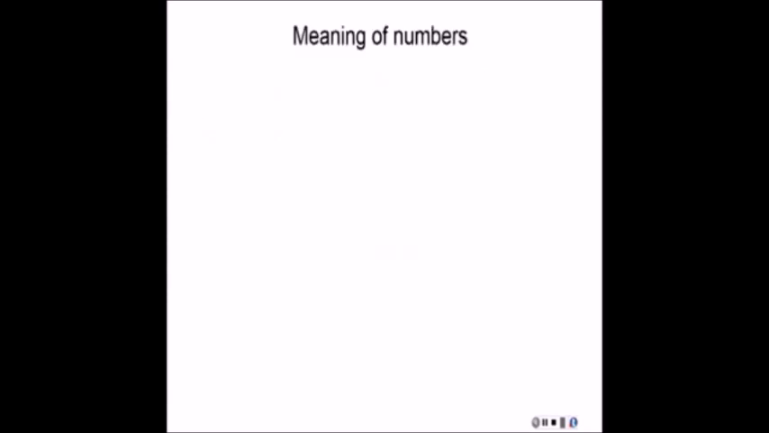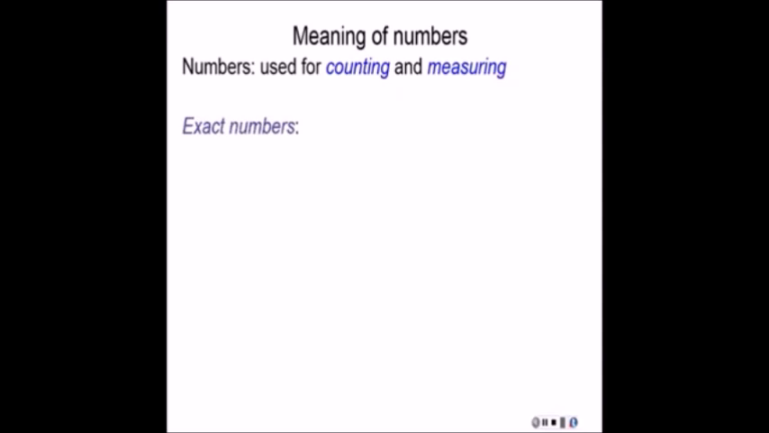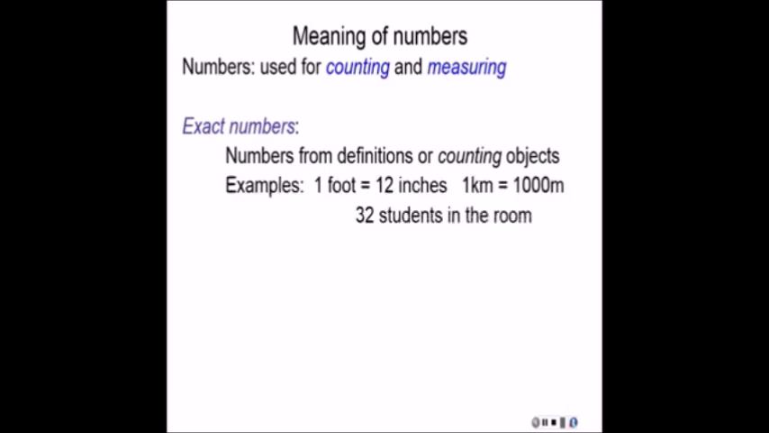Next topic is the meaning of numbers. Well, numbers are used for 2 different things. They're either counting or measuring. And we actually view numbers differently when we do this. An exact number is a number that's derived from definitions or from counting objects. And here are 3 examples. 1 foot to 12 inches and 1 kilometer to 1,000 meters are examples of definitions. 32 students in the room we get from counting objects.